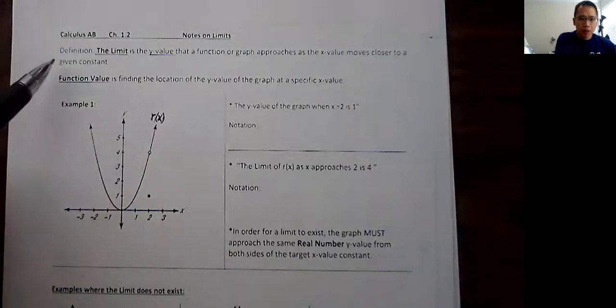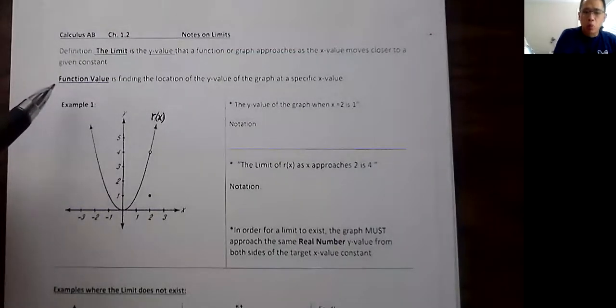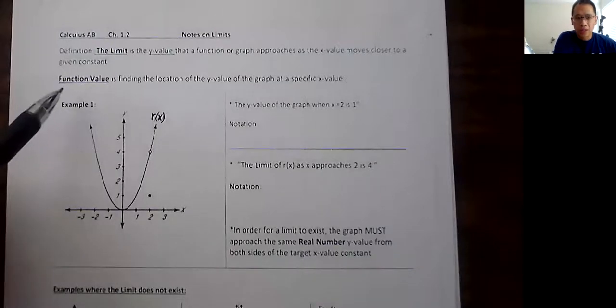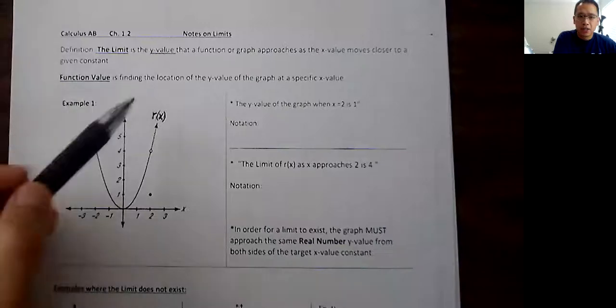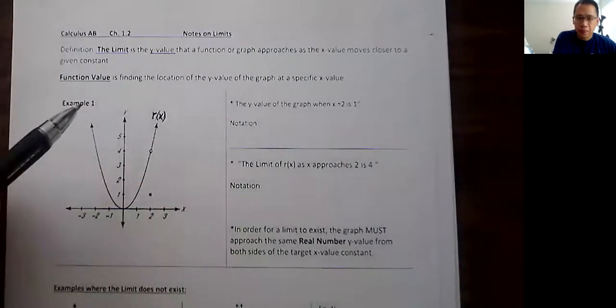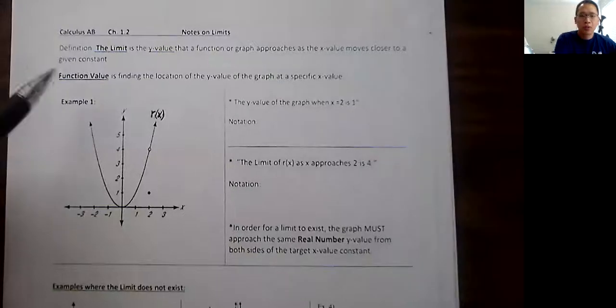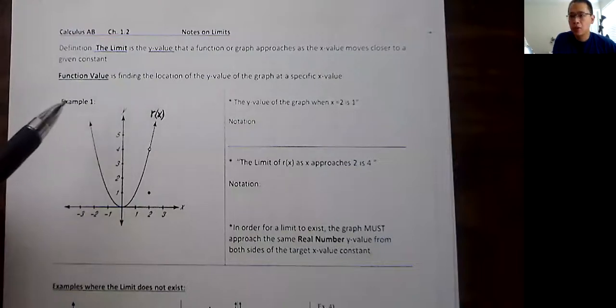Now something that is related to it that also has some distinct differences, but also something that we recognize from algebra and from just graphing in general, is finding function value. So finding function value is the location of the y value of the graph at a specific x value. Okay. So let's start off with something that we recognize how to do, which is function value. Function value is just where is the physical point on the graph.